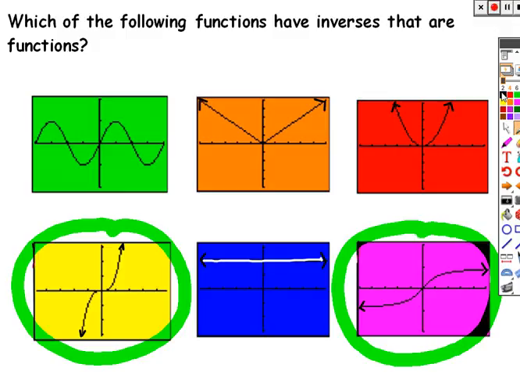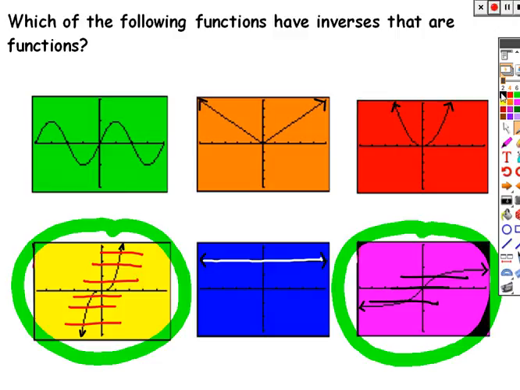First thing to note is all of these original graphs are functions. They all pass the vertical line test, but only two of them pass the horizontal line test. So the bottom left, this one passes the horizontal line test. Any horizontal line touches the graph at most one spot. Second, this also passes the horizontal line test, which means the inverse of these graphs would be functions, because the inverse would pass the vertical line test.